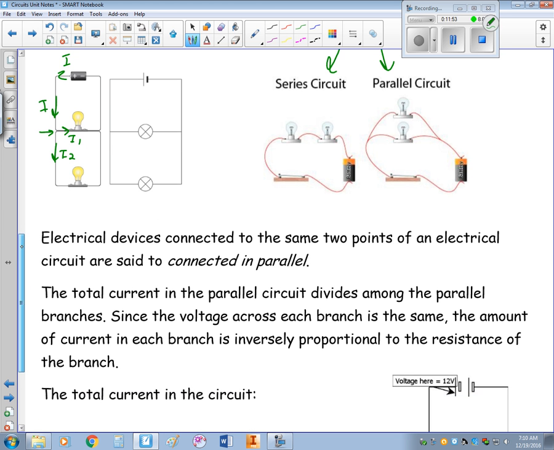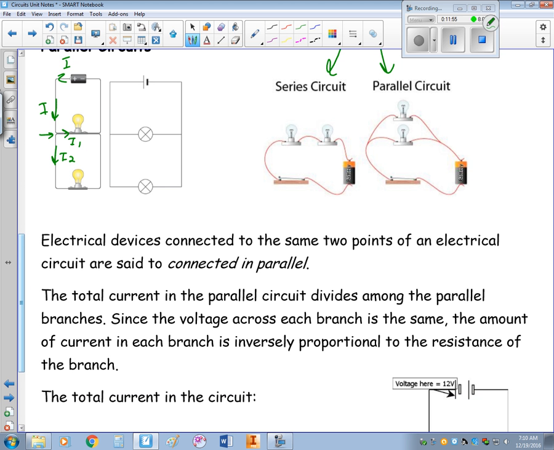So electrical devices connected to the same 2 points of an electrical circuit are said to be connected in parallel. The total current in a parallel circuit is divided among the parallel branches. Since the voltage across each branch is the same, the amount of current in each branch is inversely proportional to the resistance of the branch. So here's what I mean by that.